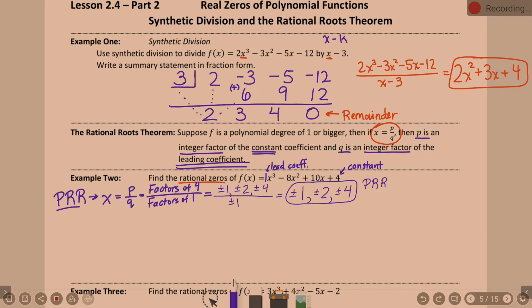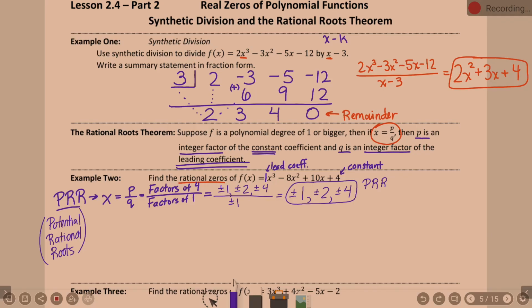And I did write it here in my notes, so I'll put it over here. These are my potential rational roots. Or if you prefer possible instead of potential. Okay, that's what PRR stands for.